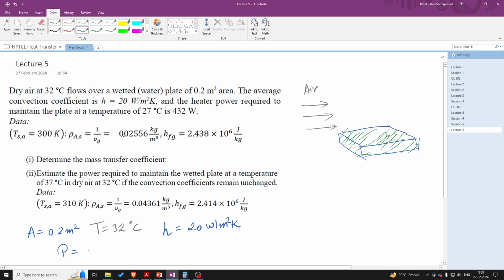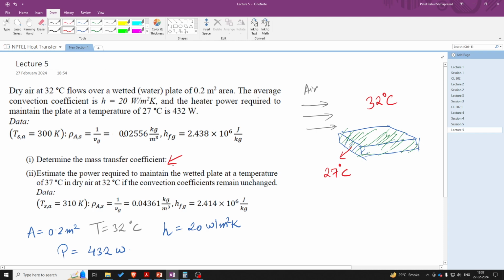This power is 432 watt, and the temperature of this plate is 27 degrees Celsius, whereas the ambient air temperature was 32 degrees Celsius. Then we have been given this data and we have been asked to find the mass transfer coefficient.